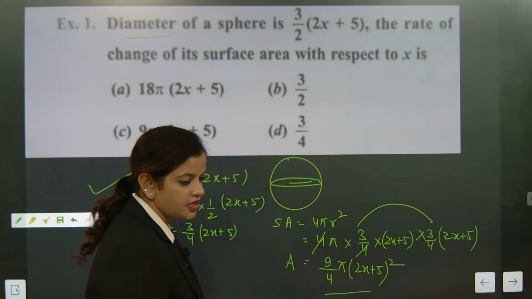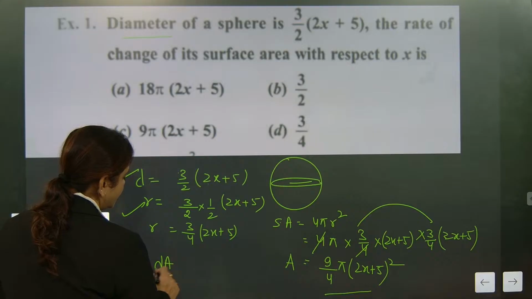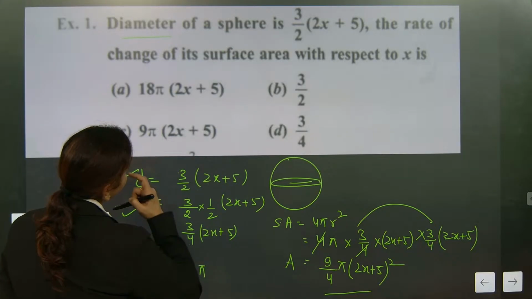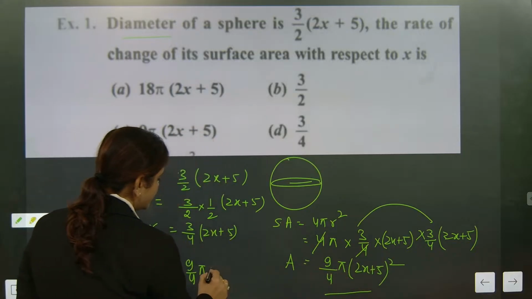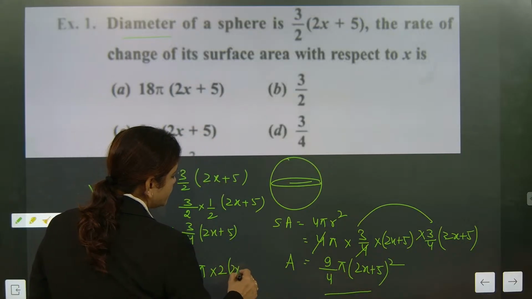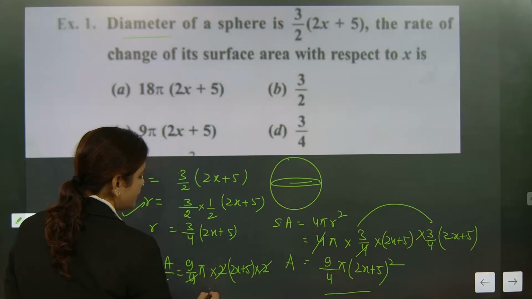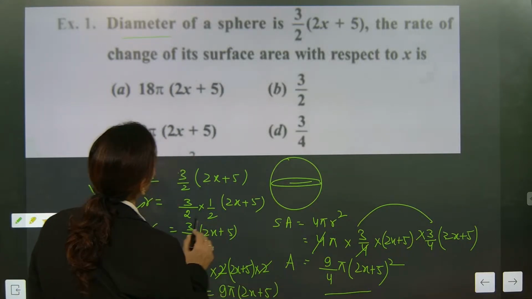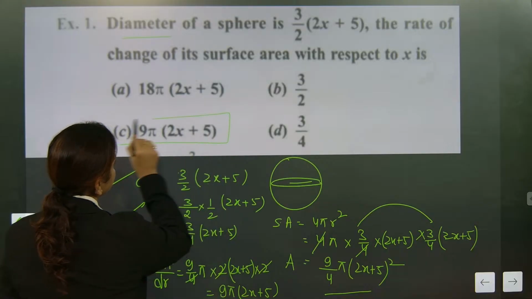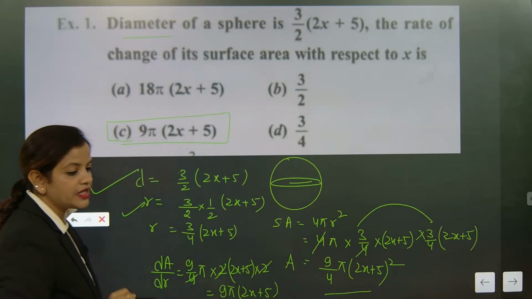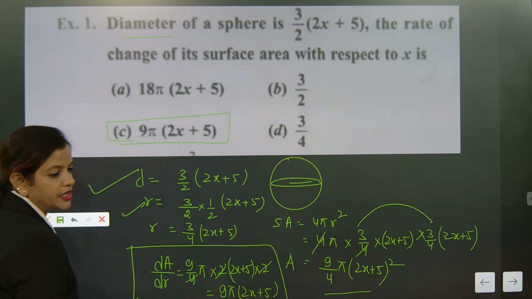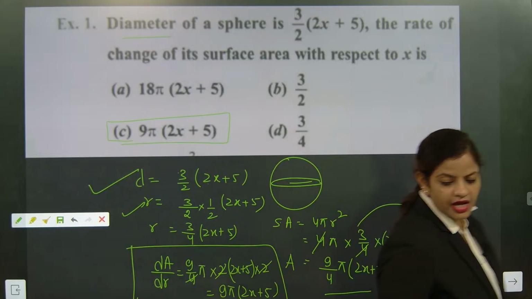Now we have to differentiate it. The moment we differentiate, it will become dA by dr equal to 9 by 4 pi. Check what answer will be coming. Then 2 will come out, it will become 2x plus 5 into 2. So this 2 and this 4 will cancel. This will become 9 pi into 2x plus 5. Check any option, 9 pi 2x plus 5 is there. This is option C. And like this you will get the answer. I just differentiated with chain rule application and we got the answer.